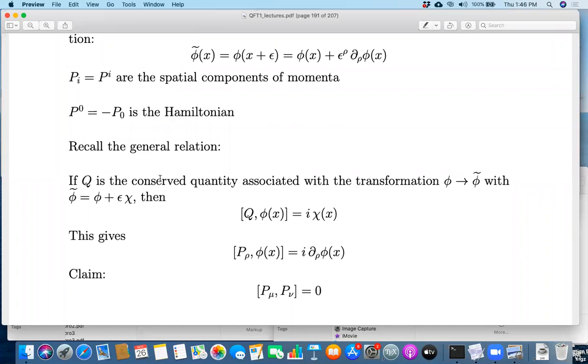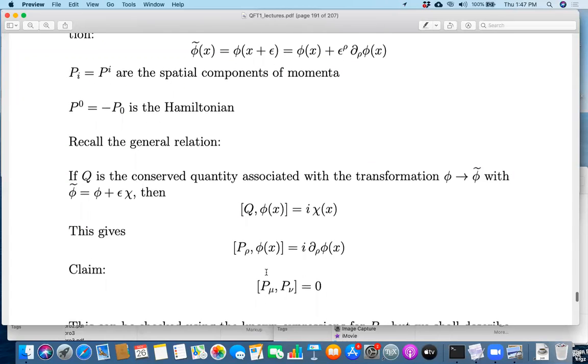That if we have an infinitesimal transformation, φ̃ equal to φ + εχ, and if Q is the conserved charge corresponding to this transformation, then the commutator of Q with φ is given by i times χ.